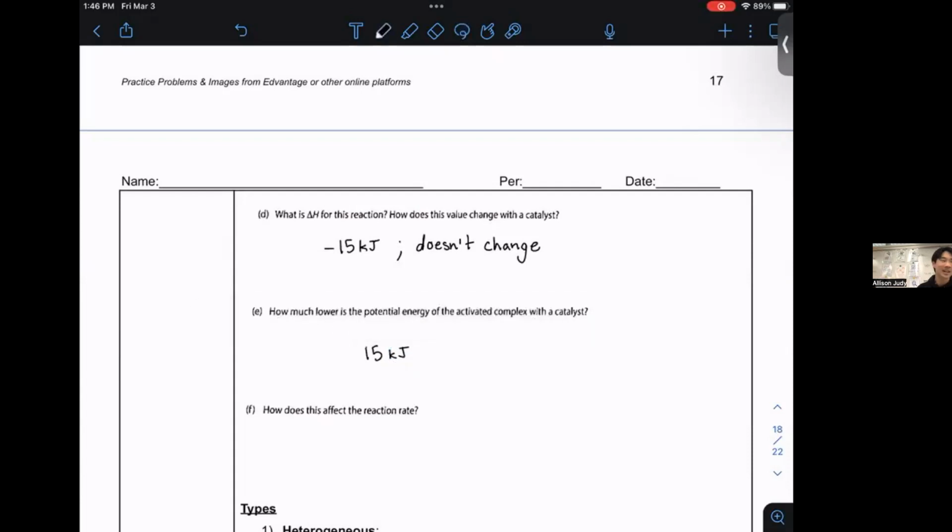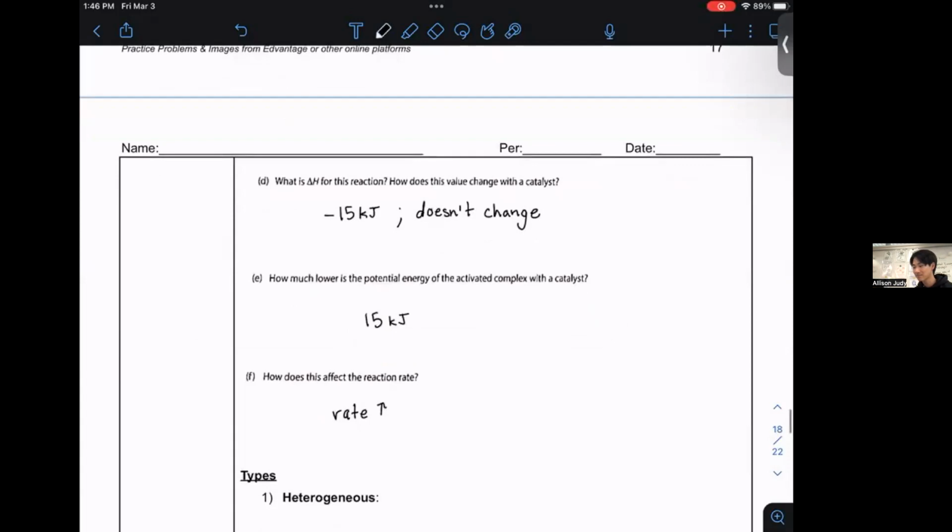How does this affect the reaction rate? Speeds it up. More percent of particles are able to meet that reduced requirement, activation energy. Did you find it? Great.